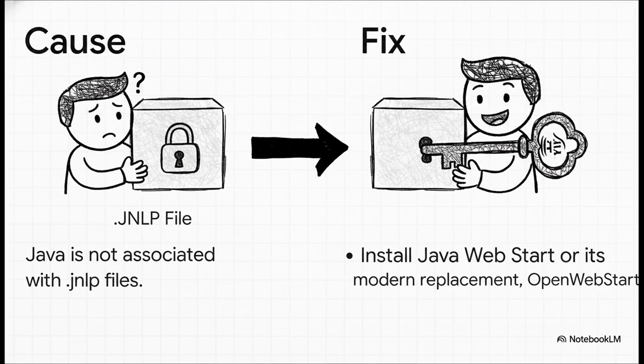Your computer's operating system literally has no idea what a .jnlp file is or what program is supposed to handle it. It's like someone handed you a locked chest but forgot to give you the key. The fix is to install the key, which is a program like Java Web Start or its newer replacement, Open Web Start. That program knows exactly what to do with that file.